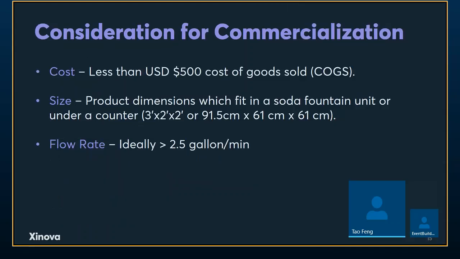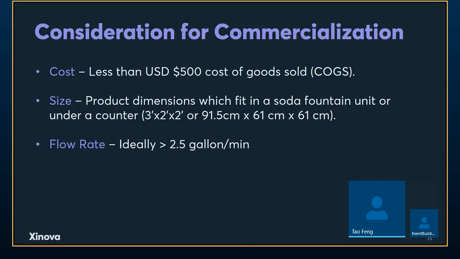In the next slide, we have some additional considerations for commercialization. In terms of cost, we're looking for something less than $500. And in terms of size, we're looking for product dimensions which can fit in a soda fountain machine or under a kitchen counter, which means this cannot be very large. To be more specific, the upper limit of the unit size is 92 by 61 by 61 centimeters.